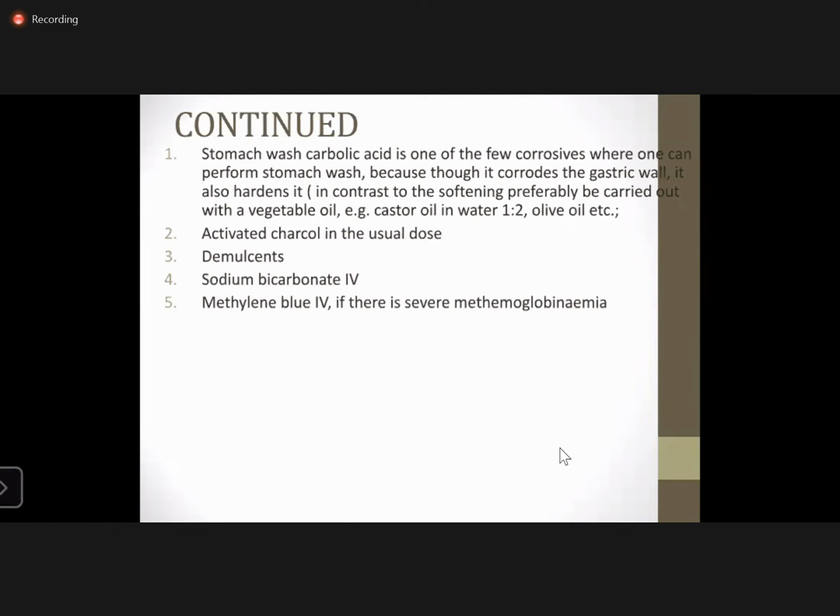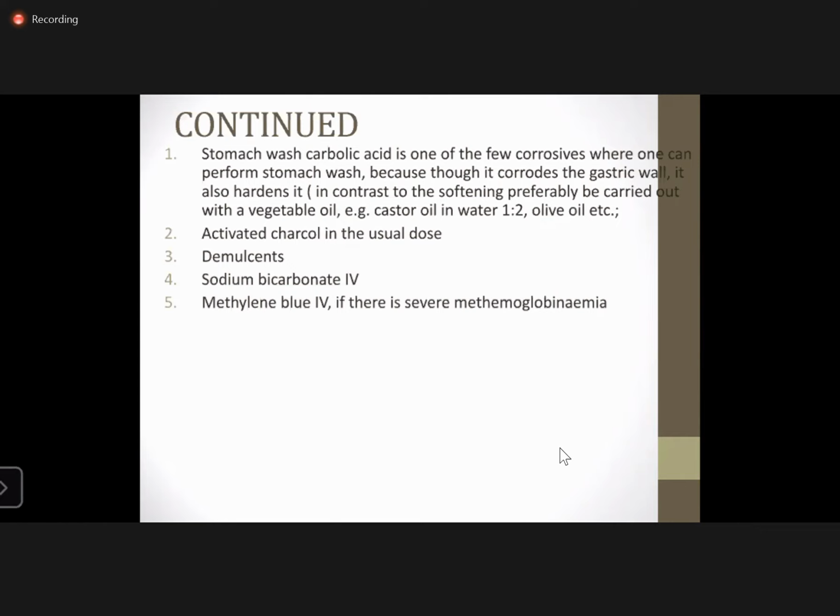But in case of poison through the oral route, you have to perform gastric lavage. Previously, I have said that in corrosive poisoning we mainly avoid gastric lavage, but this is one of those exceptional cases of organic poisoning where you can perform gastric lavage. Why? Because although phenol corrodes the stomach wall, it also hardens it, unlike the other corrosives. So gastric lavage can be done with plenty of lukewarm water containing charcoal or olive oil or magnesium or sodium sulfate, then you use steps and glycerin.